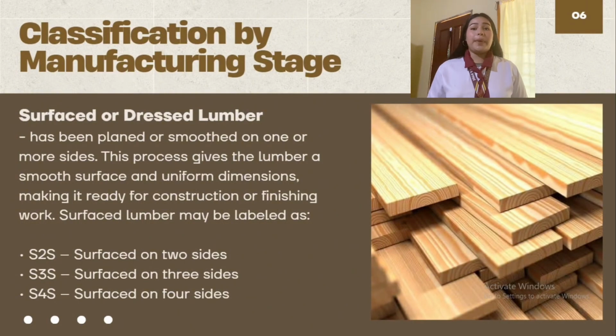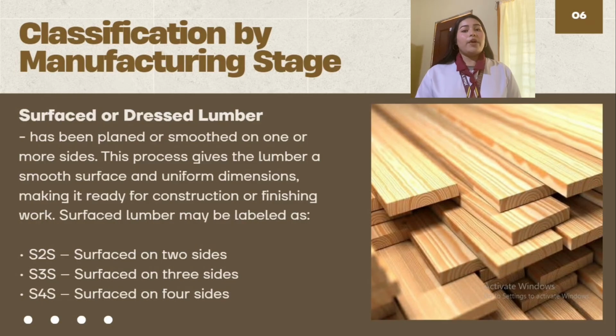Next is surface or dressed lumber. This type of lumber has been planed or smoothened on one or more sides, making its surface smooth and even. Because of this, it already has uniform size and is ready to use for construction or finishing work. Surface lumber is labeled based on how many sides are smoothened.